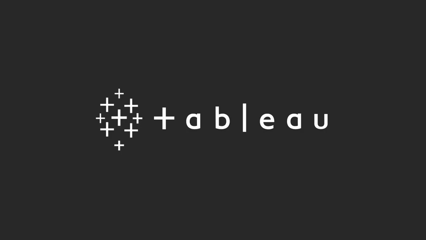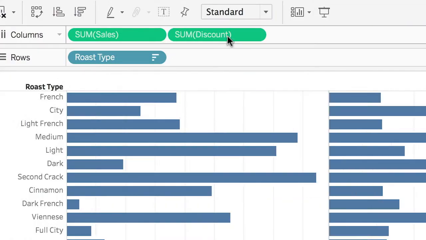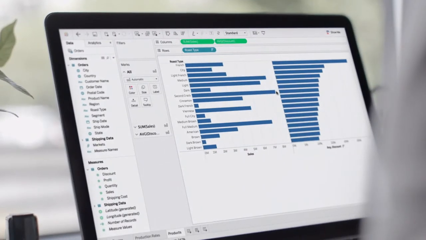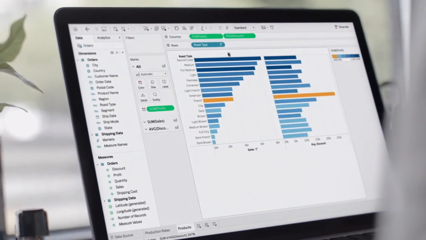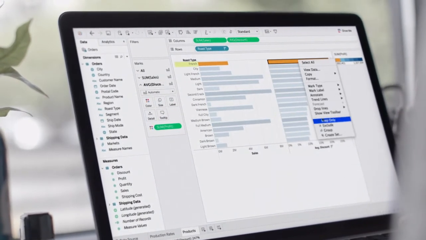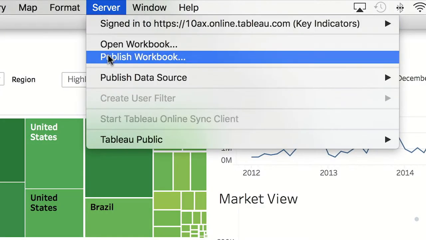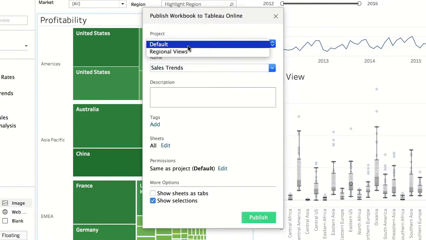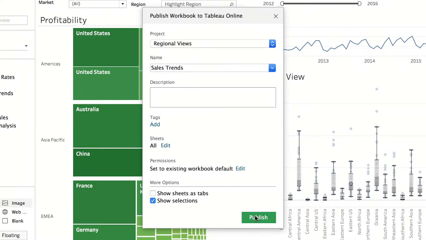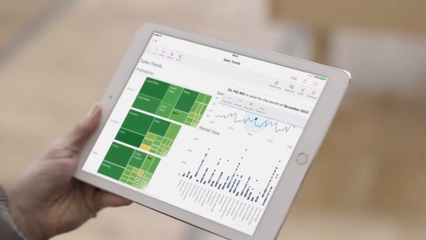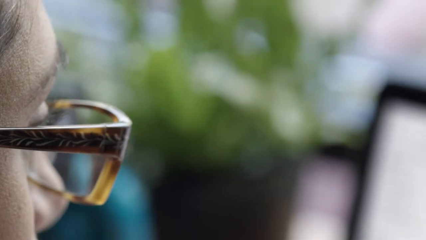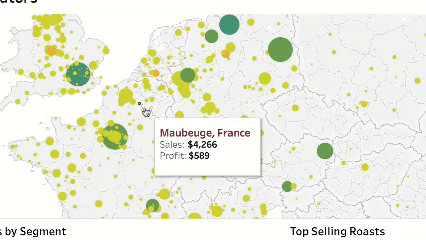Tableau helps you see the stories in your data. It's designed to help you be smarter, so you can make better decisions faster. With Tableau, you can keep on asking questions in the data until you discover the root cause. Share your analysis securely. Your entire organization can access these interactive dashboards from any browser or mobile device to find their own answers. Tableau, answer questions at the speed of thought.